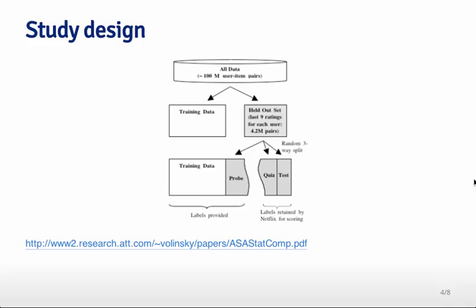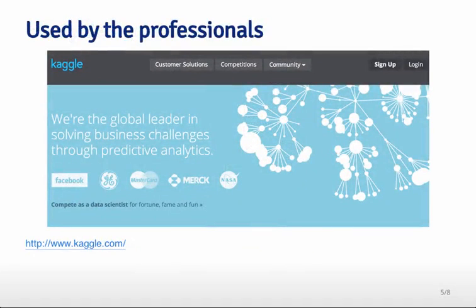So this is an important take-home message for you: if you're building prediction models, you always have to hold one data set and leave it completely aside while you're building your models. This is now used by professionals. Kaggle is a company that runs lots of prediction competitions on a whole bunch of different data sets provided by companies.